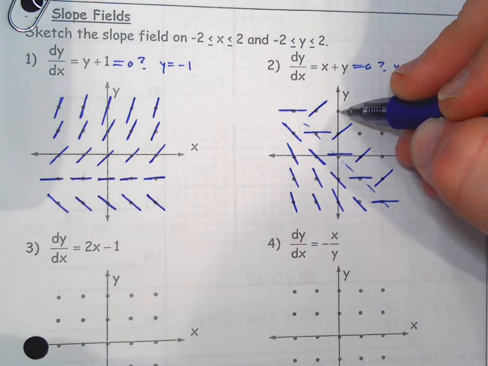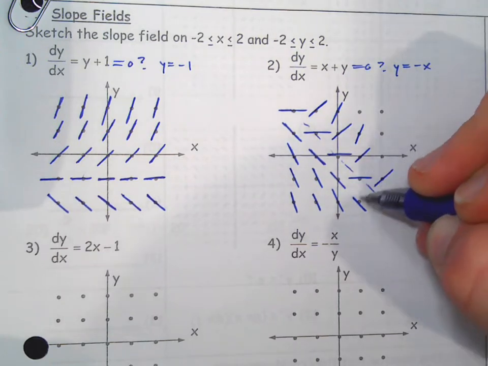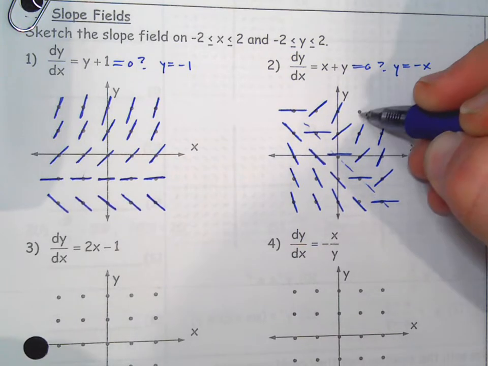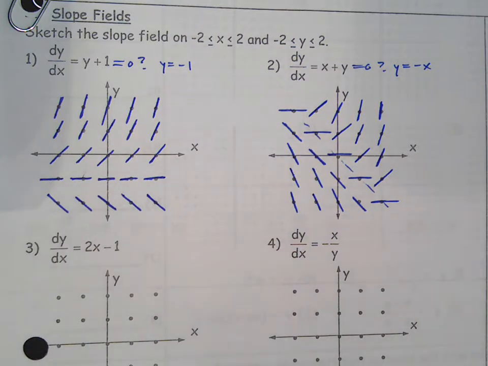0, 2 is going to be a slope of 2. I bet this one's 2, and this one is 2. 3, 1 and 2, 1 is a slope of 3. 3, 3 is a slope of 4. So there we go.